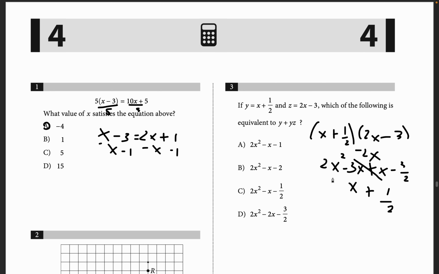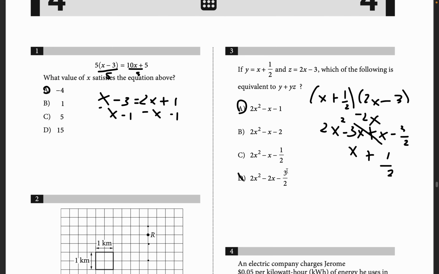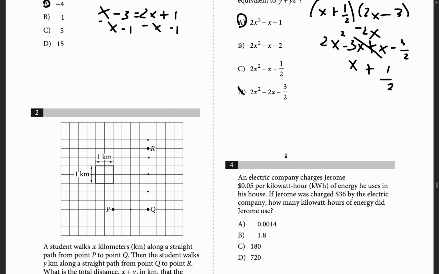We leave this part. There is no x squared. So negative 2x plus x is negative x. And then negative 3/2 plus 1/2 is negative 1.5 plus 0.5 is negative 1. So the constant will be negative 1. Okay. So that is choice A.